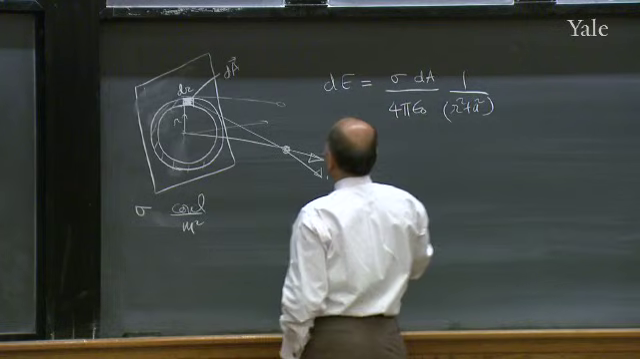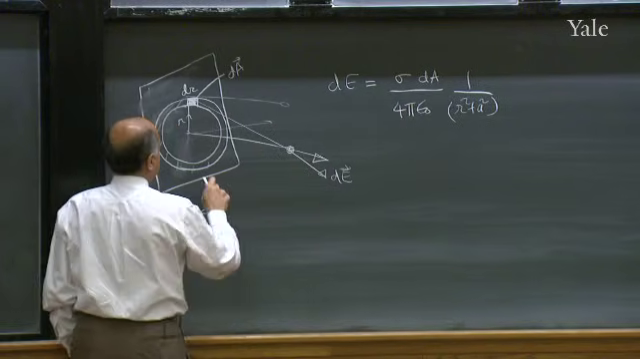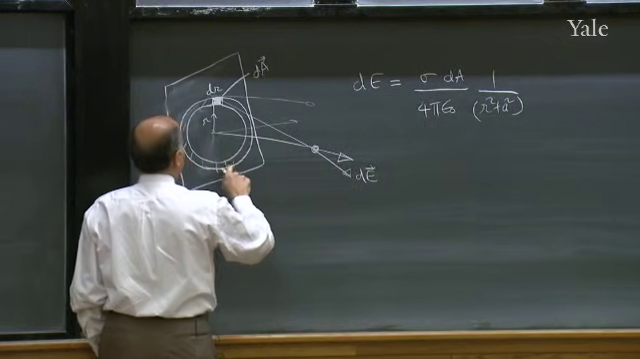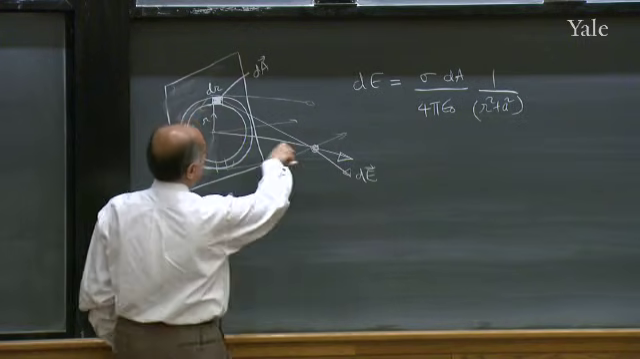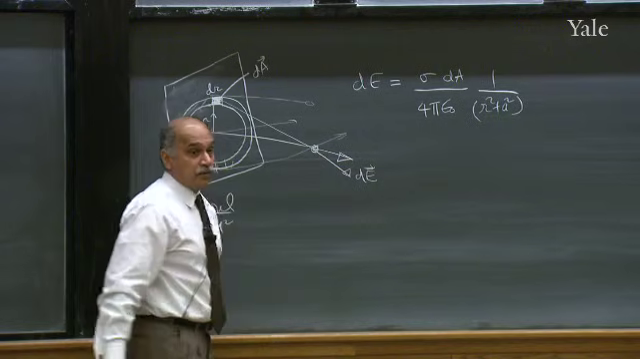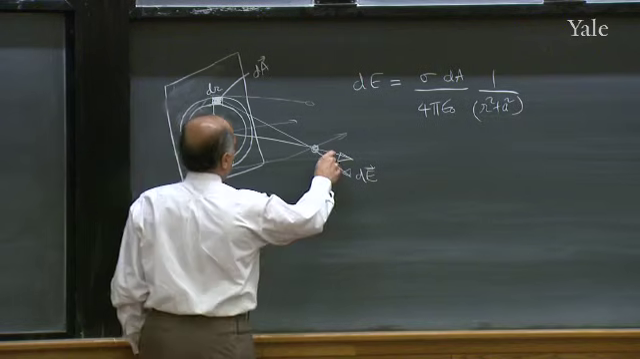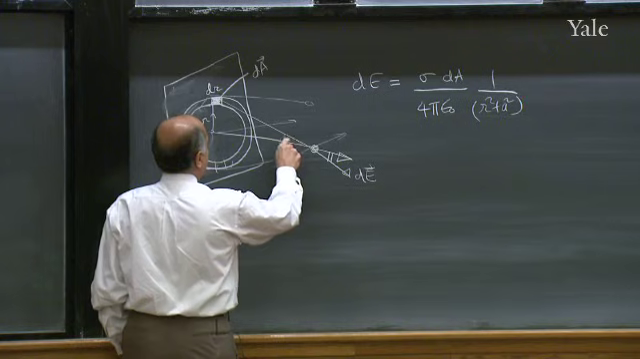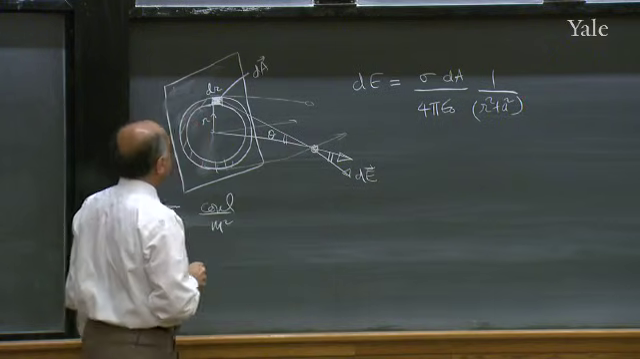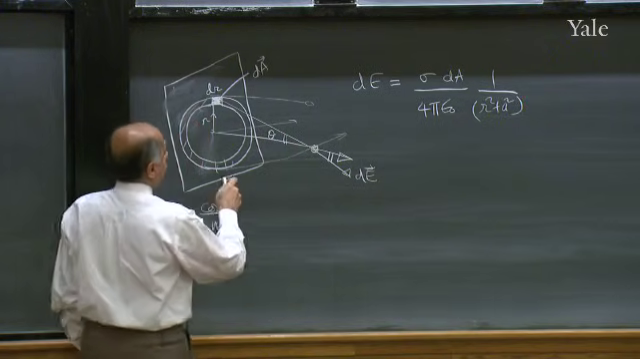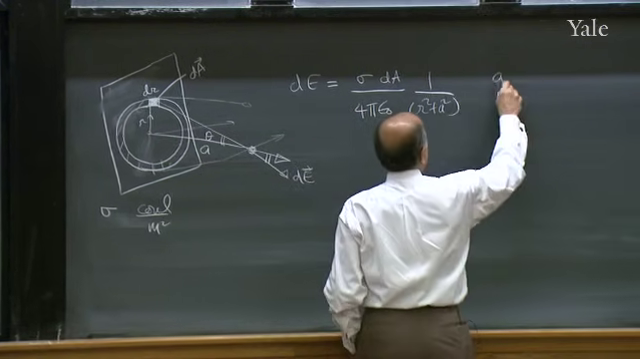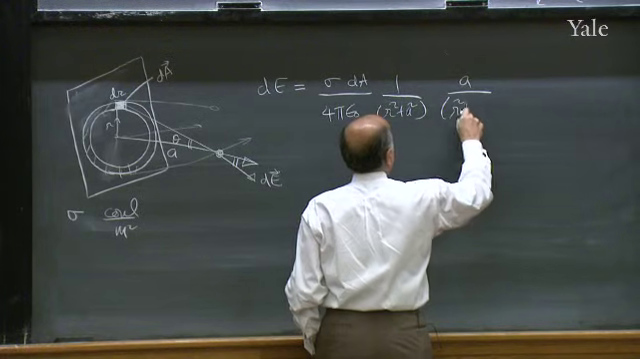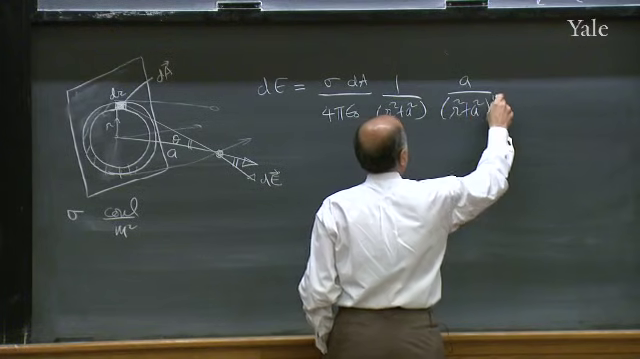Finally, here is where the symmetry comes in. Can you see that for every section here, I can find an opposite section that will cancel everything but the part perpendicular to the plane? So I should only keep this portion of it. Namely, I should take the cosine of that theta. And the cosine of that theta is the distance a, just like in the other problem, a divided by (r squared plus a squared) to the 1/2.